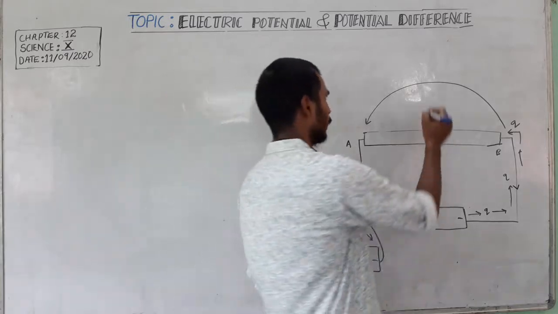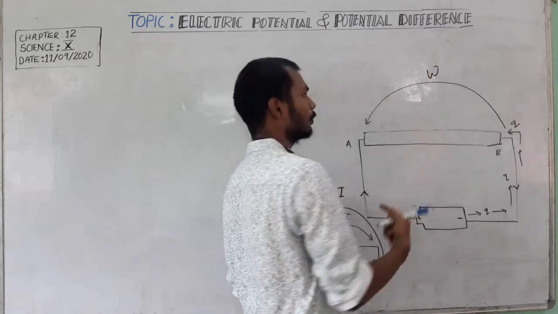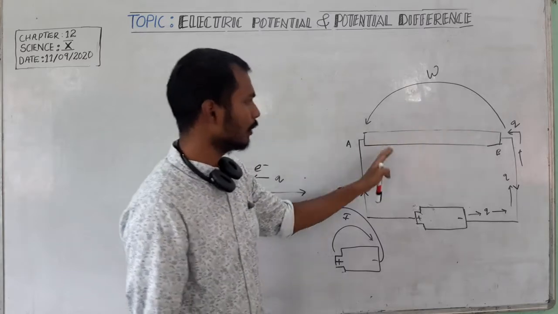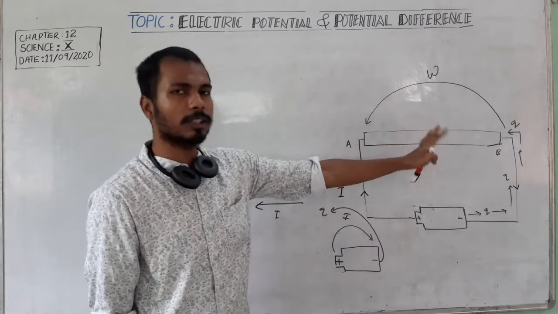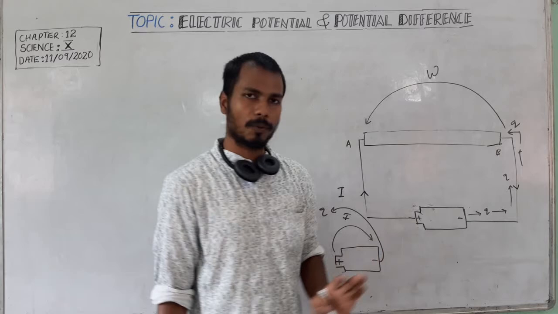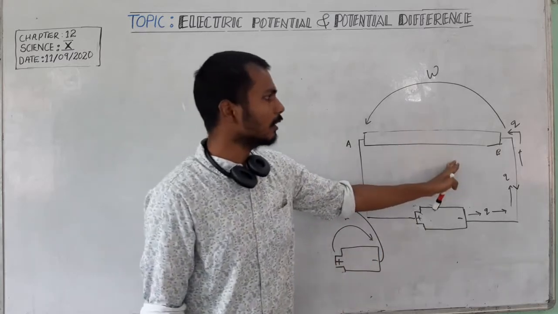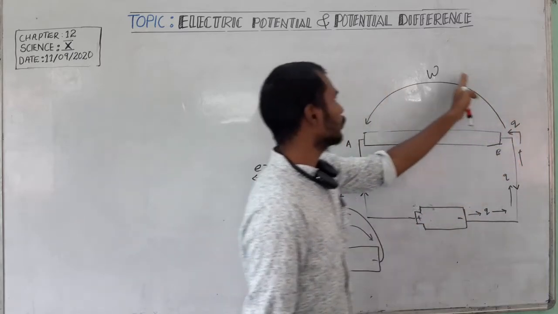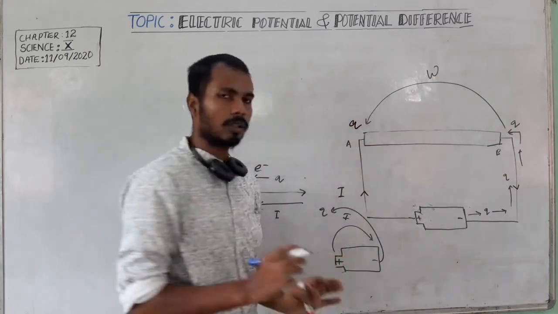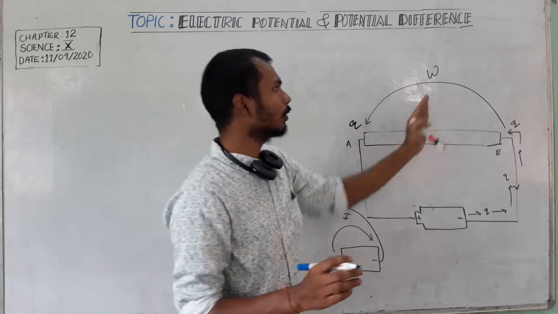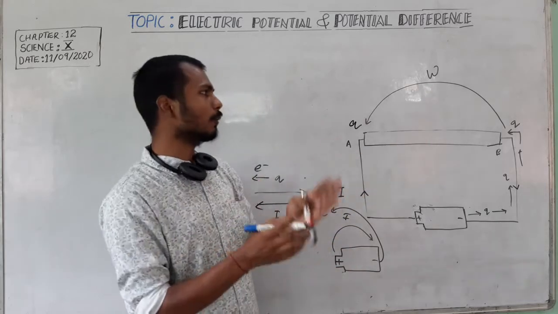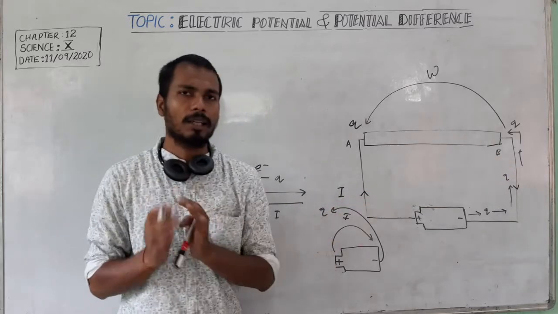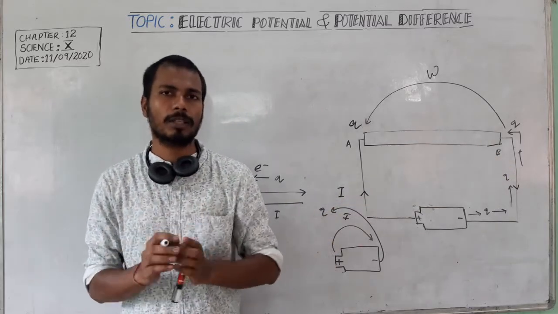Clear? So this is W. If a charge is changing its position and there is a force compelling the charge to move from that point to that point, it means work is done by a force. So work is done to move this charge. Now the question arises: if Q amount of charge is moved from this point to this point, and W amount of work is done by the force to move that charge, then what is the value of work done per unit charge?